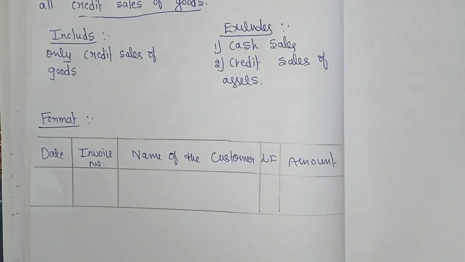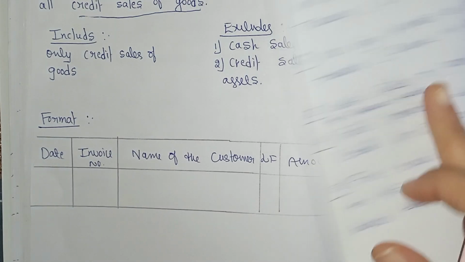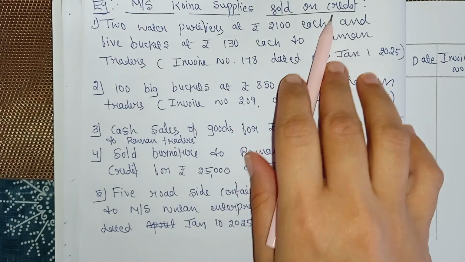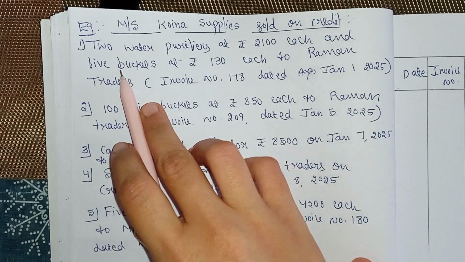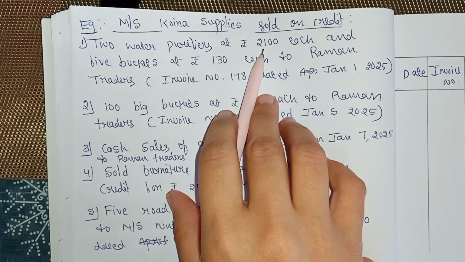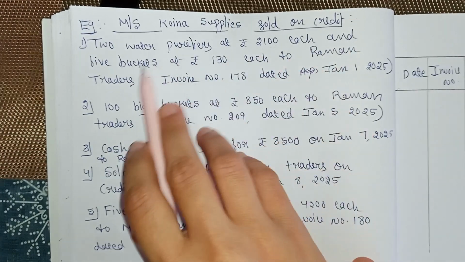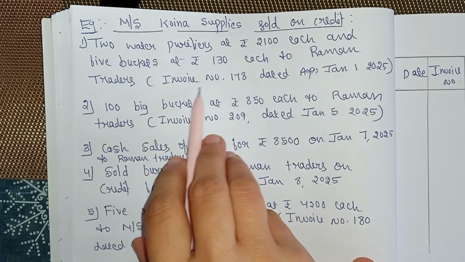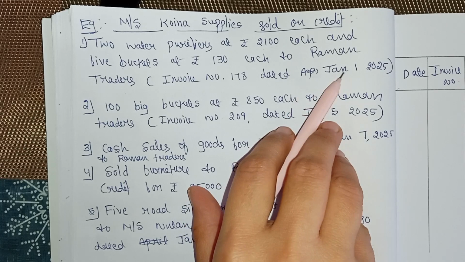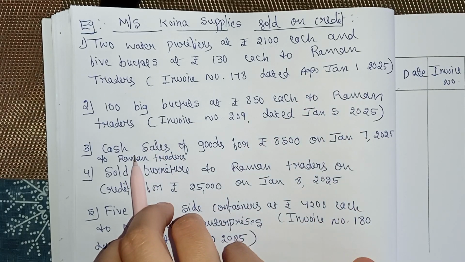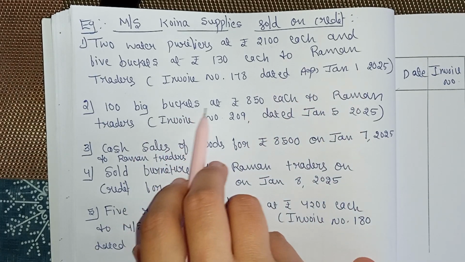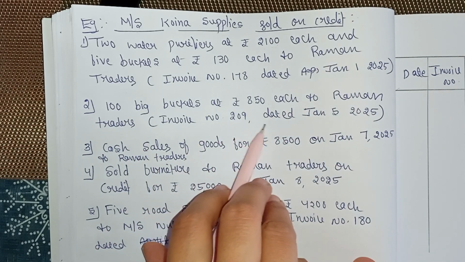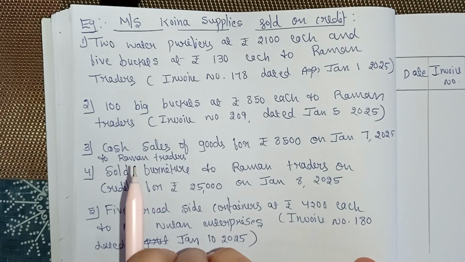Now I will explain this sales book through one example. See here, Koina Supply sold on credit two water purifiers at rupees 2100 each and 5 buckets at rupees 130 each to Raman Traders, invoice number 178 dated January 1st 2025, and 100 big buckets at rupees 850 each to Raman Traders, invoice number 209 dated Jan 5 2025.